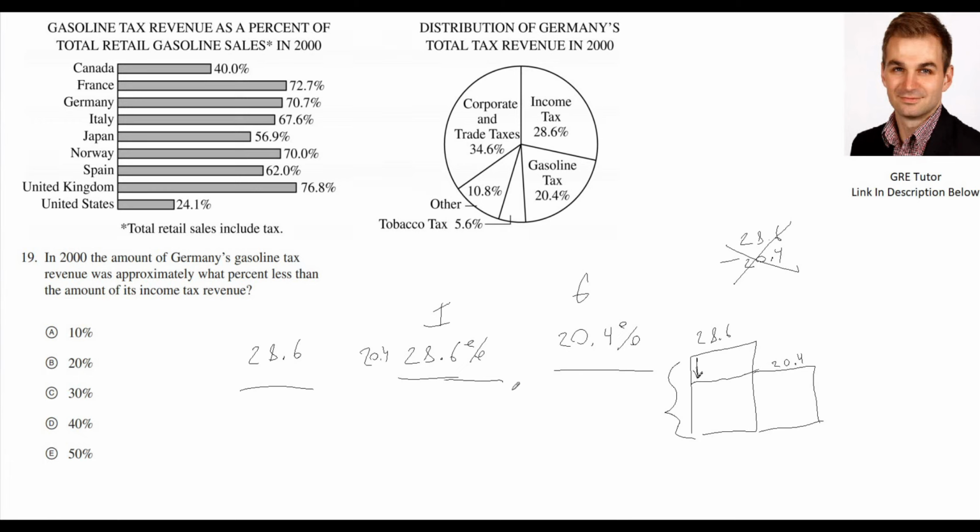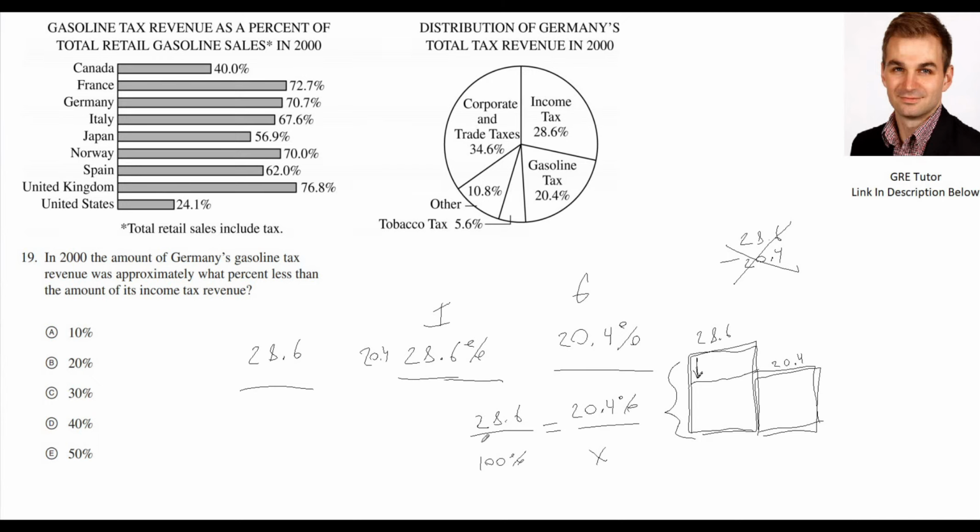So the way you do this is you set up a ratio. You say, okay, so let's say 28.6% is basically the whole pie. We're calling this 100%. Then what is 20.4%? All right, so that's going to tell us if this is equivalent to the whole pie, how much is this? All right, so we solve for that.